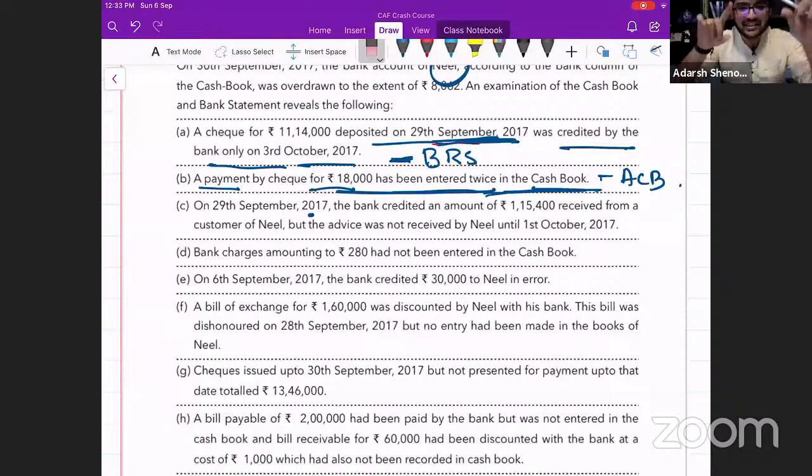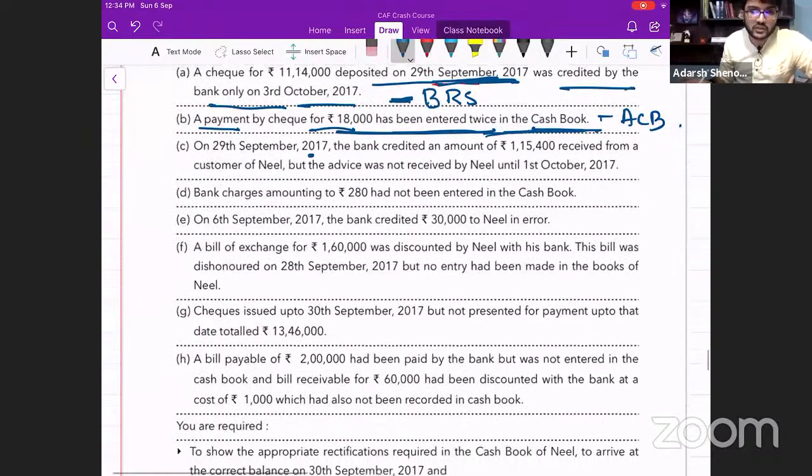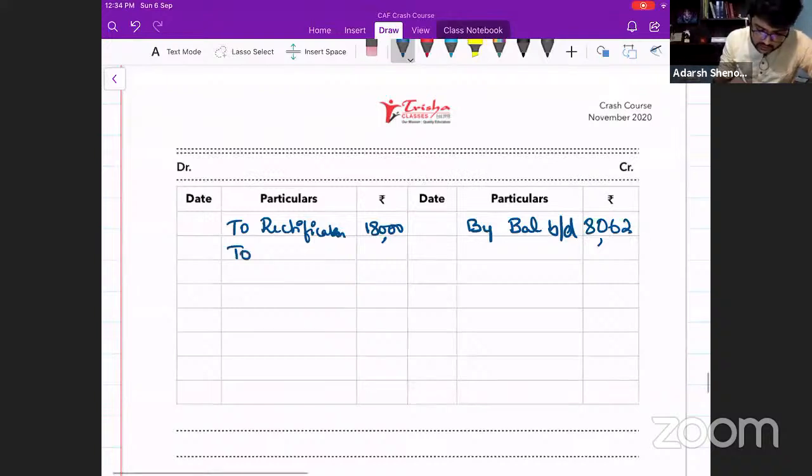Okay, so here, what should we do? Should we write it in adjusted cash book or not? We should record it in adjusted cash book. Should we debit our adjusted cash book or credit it? We have to debit our adjusted cash book because we're receiving money. The bank credited. It is an income for September. So you have to record it on the debit side to customer's account. Customer is paying you, so you have to record it. How much is the amount? 1,15,400, is it?